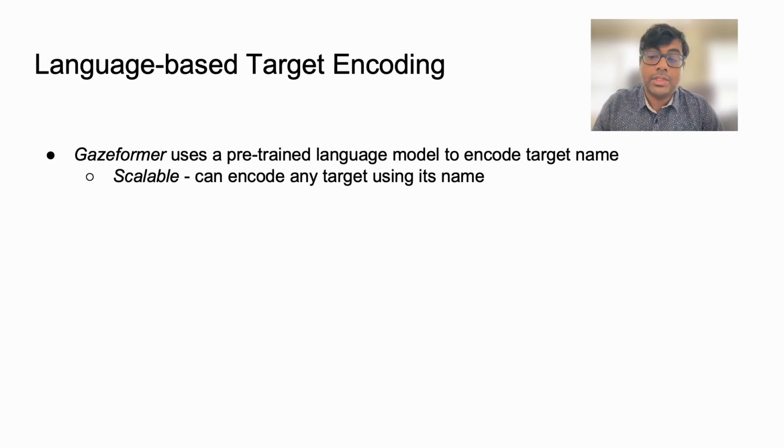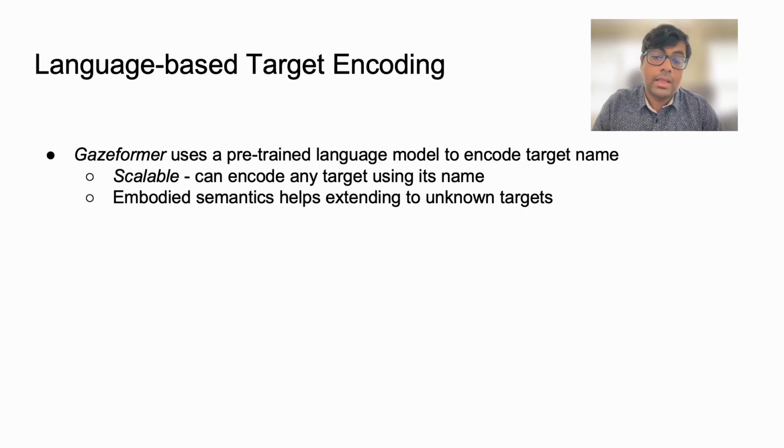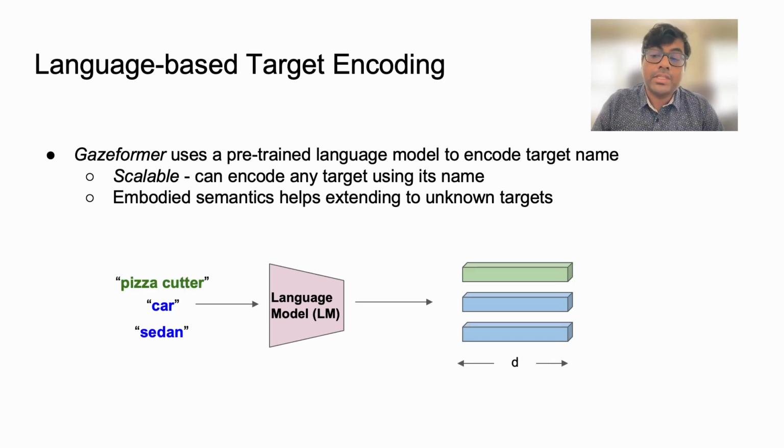This approach is scalable since it can encode any target, and additionally, semantic content of the linguistic embedding can help extend to unknown targets. Here we use a pre-trained language model such as Roberta to encode target category names to constant size embeddings. For example, we can create d-dimensional embeddings for car, sedan, and pizza cutter.